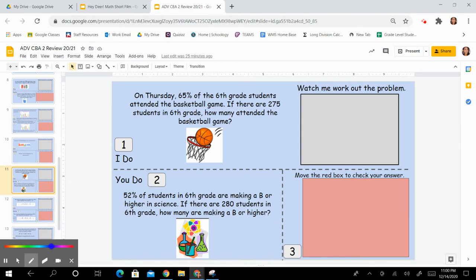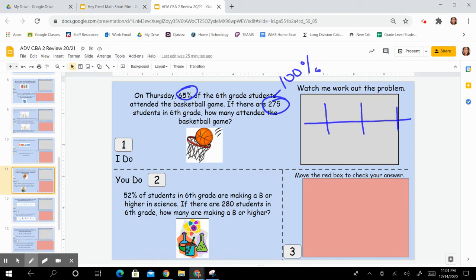65% of sixth graders attended the game. If there are 275 students in sixth grade, how many attended the game? So your 275 is your 100%. Okay, now let's set up a ratio table. We have percent and students. It gives us the 100%, and that's 275 students.